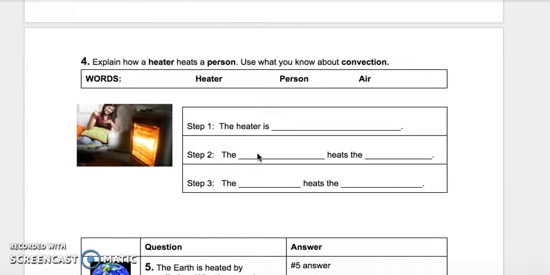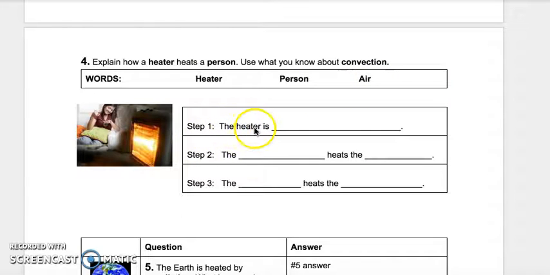All right, students, let's look at number 4. Number 4, you have a picture of a heater in a room and there's a woman in the room. Explain how a heater, here's the heater, heats a person. Here's your person. Use what you know about convection again. Still convection. You have 3 steps. Step number 1, step number 2, step number 3. And you have some words: heater, person, and air. So you're going to finish the blank.